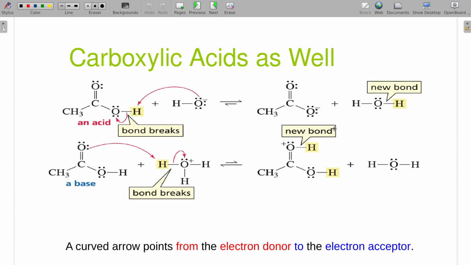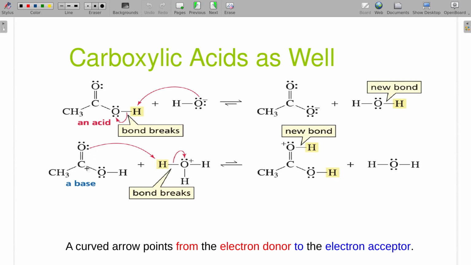Now, I can do that with carboxylic acids as well. Carboxylic acids can act like an acid. I mean, we expect that. The pKa of this is around 4 to 5. So having to give up an H and become a negative species is definitely doable. If I put it with an OH, it's definitely going to happen. This would be an easy one to go forward.